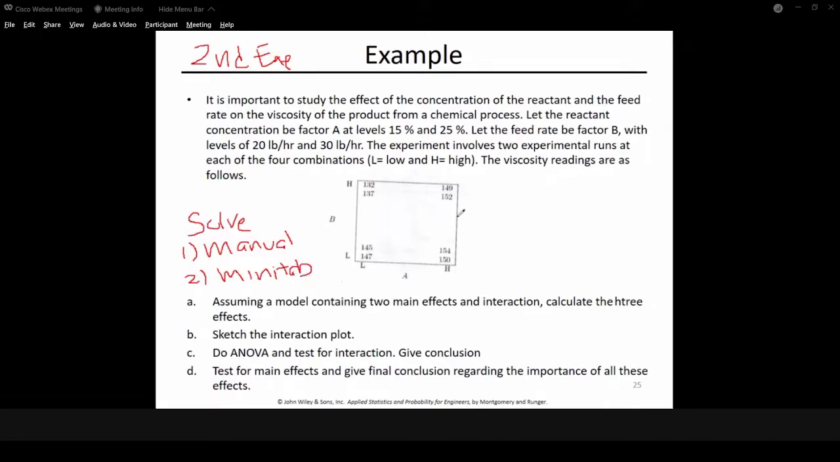Okay. So what are the problems? This is the problem. It is important to study or to investigate, right? In your FYP, you are to investigate, to study, to find. The final year student is interested to investigate the effect of concentration of a reactant, factor A here, and the feed rate here, on viscosity, that means the response.